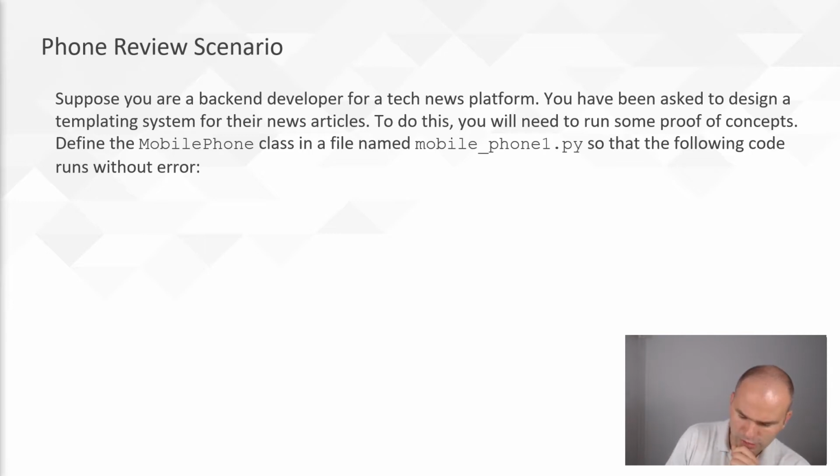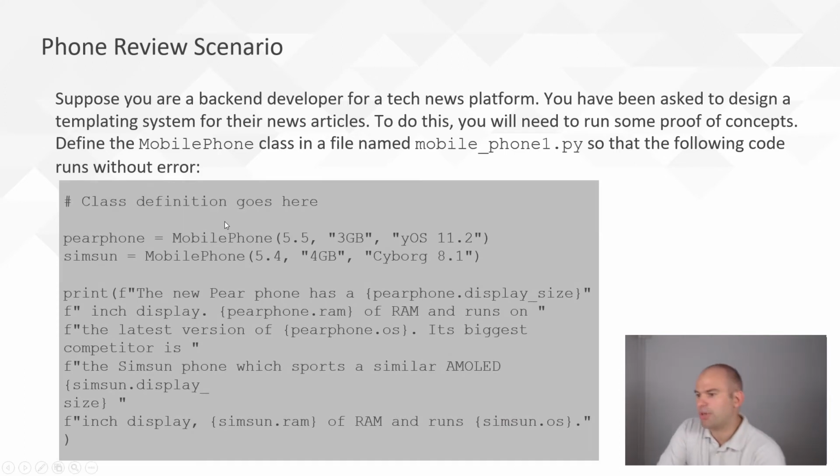So the following code runs without error. Now let's have a look at that following code. There are going to be 2 instances of the mobile phone class. Clearly, you've got 1, 2, 3 attributes. Now, in these curly braces, you find out what those attributes are. Display size, RAM, and operating system. So all you need to do is create a mobile phone class with an init function that instantiates the first parameter as display size, second one as RAM, and third one as OS.